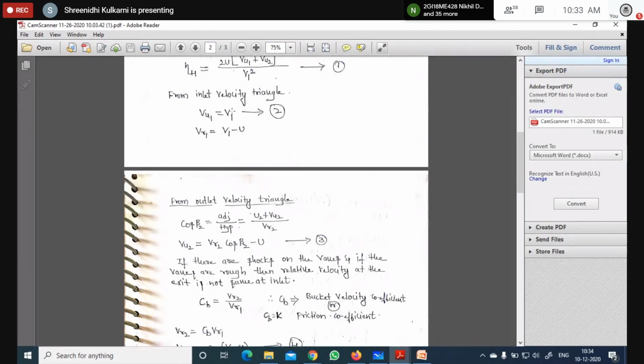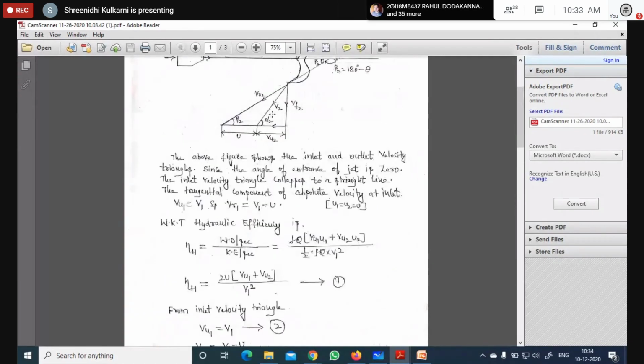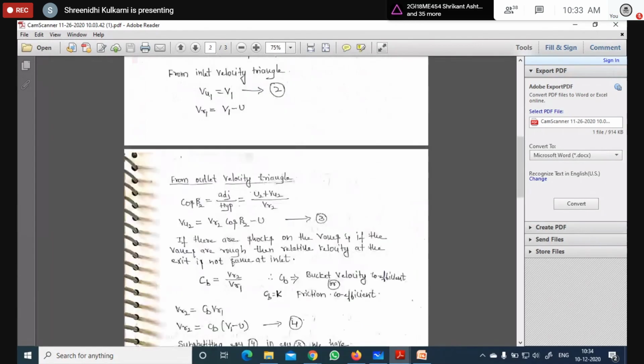So Vu1 is in equation 2, and Vu2, how will we get it from the outlet velocity triangle? Cos beta 2 is equal to adjacent by hypotenuse. Adjacent is U plus Vu2, hypotenuse is Vr2. So find out Vu2. I am going to call this equation 3.